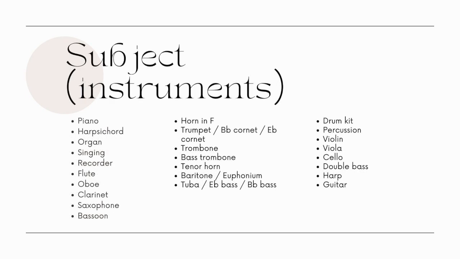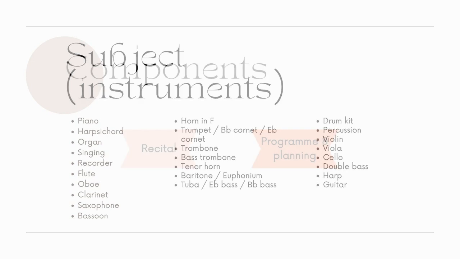The subjects or instruments for FTCL include piano, harpsichord, organ, singing, recorder, flute, oboe, clarinet, saxophone, bassoon, horn in F, trumpet or B-flat cornet or E-flat cornet, trombone, bass trombone, tenor horn, baritone or euphonium, tuba or E-flat bass or B-flat bass, drum kit, percussion, violin, viola, cello, double bass, harp, and guitar.